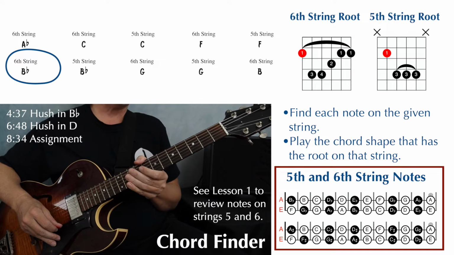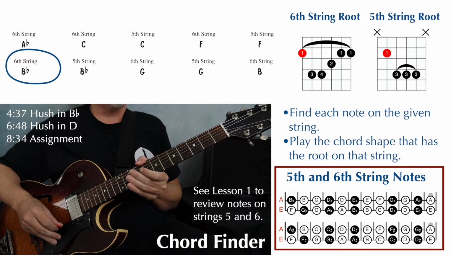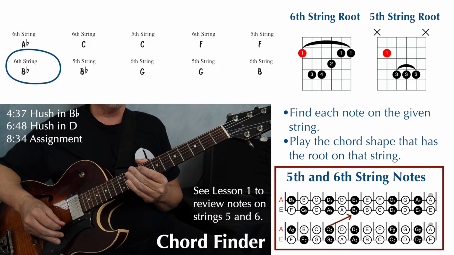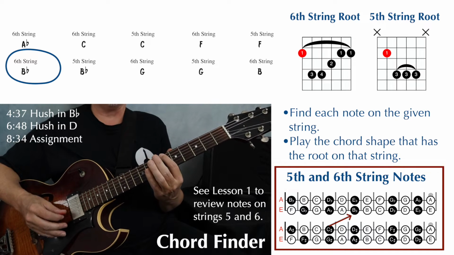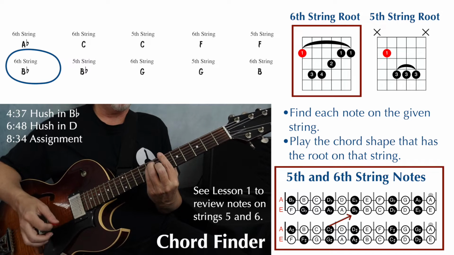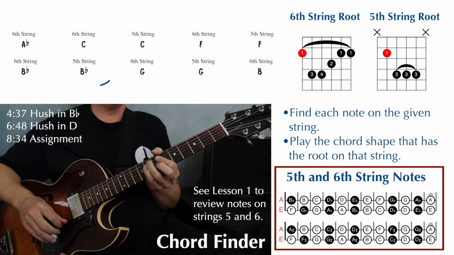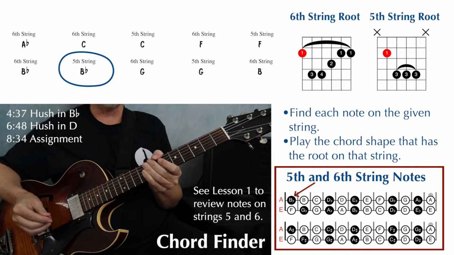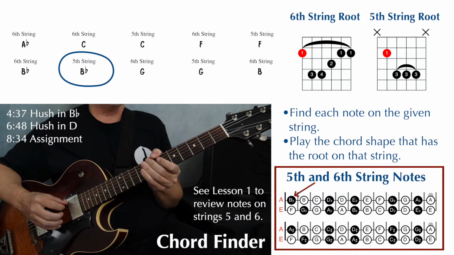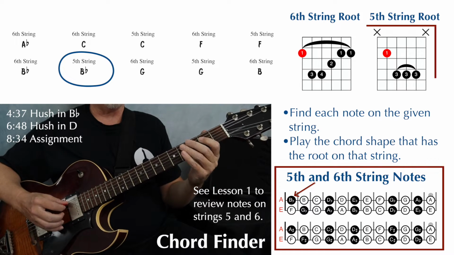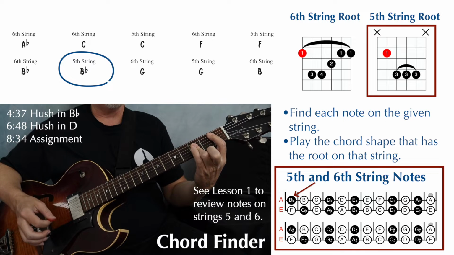Next row we have B flat major on string 6. So first we find our root note, the B flat on the 6th string. That's going to be at the 6th fret on the 6th string. And we play our 6th string shape. Next, B flat major on string 5. First we find our B flat note on string 5. That's going to be way down at the 1st fret. And we play our 5th string shape.